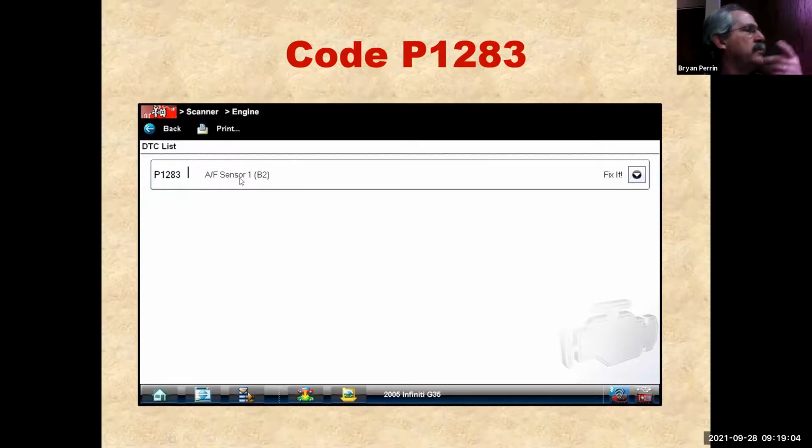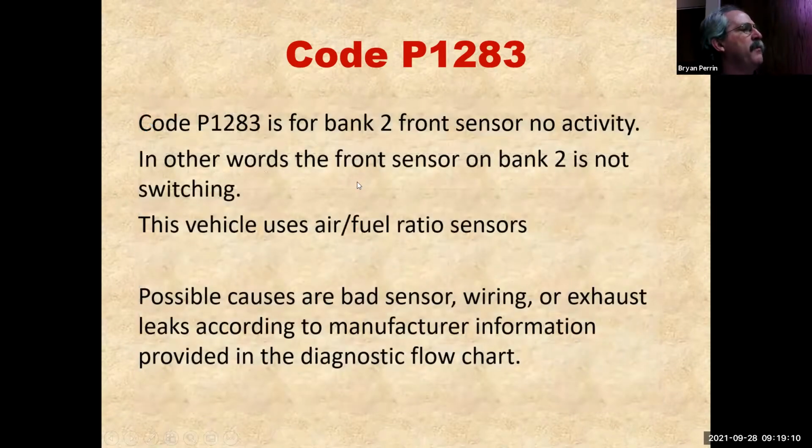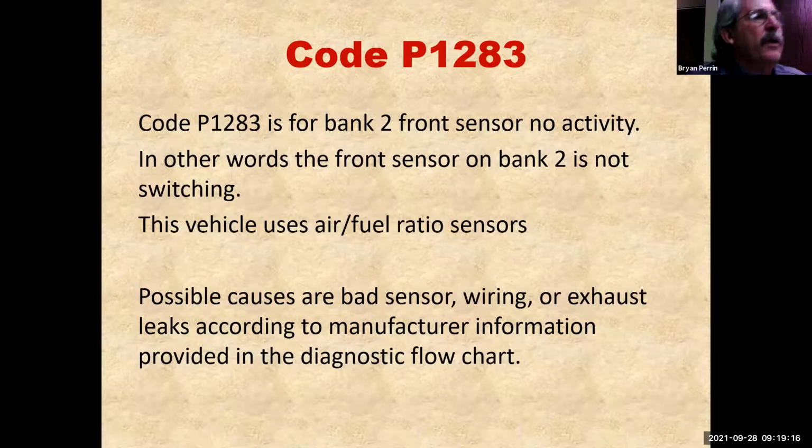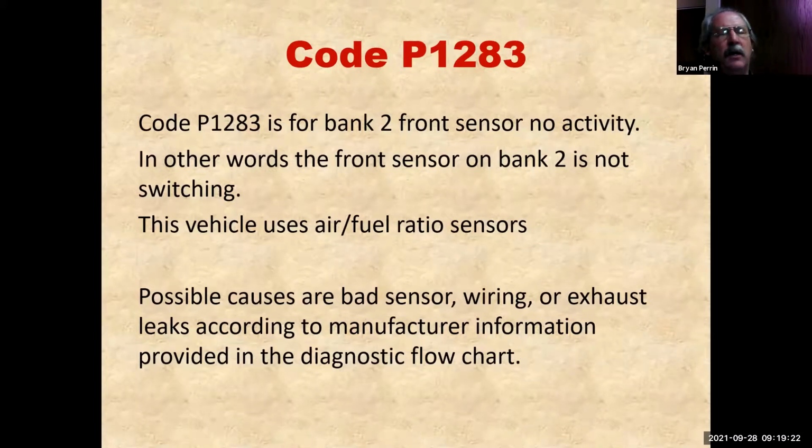It's air fuel ratio sensor 1, bank 2, 1283. So code 1283 is for the bank 2 front sensor, no activity. In other words, the front sensor on bank 2 is not switching. The vehicle uses air fuel ratio sensors. Probable causes, according to the manufacturer and Identifix.